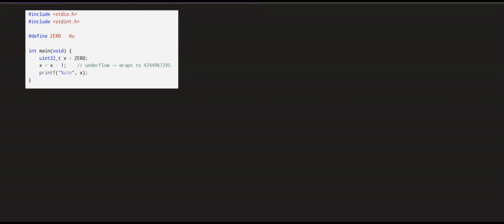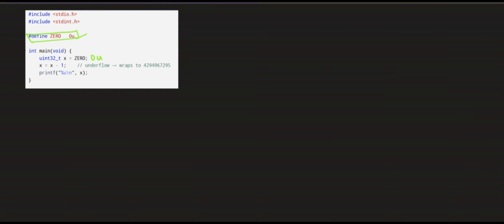Let's take another example. You can see another code snippet on the screen. This time we have considered a macro over here. Hash define ZERO, Z, E, R, O in capital, as 0U. U means unsigned number. Okay. So in the main function, we have written uint32_t x, the variable x assigned to 0U, that is 0, in short, whenever the preprocessing happens.